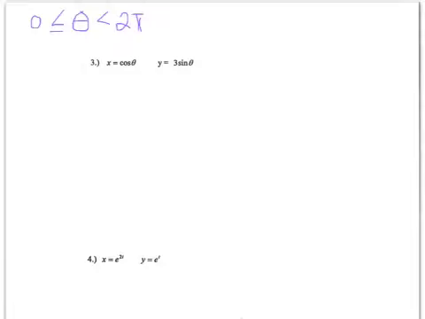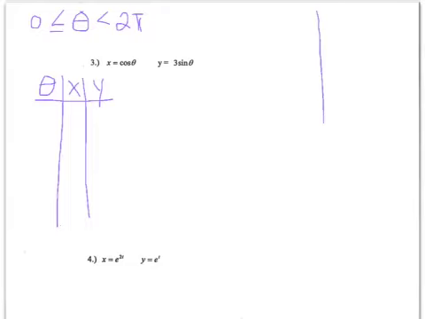So instead of having t, x, and y, we're going to have theta, x, and y. The values that we want to plug in for theta are the same values that we use in our unit circle. So let's remember what those values are. We have 0 over here and 2 pi, pi over 2 up here, pi, and 3 pi over 2.